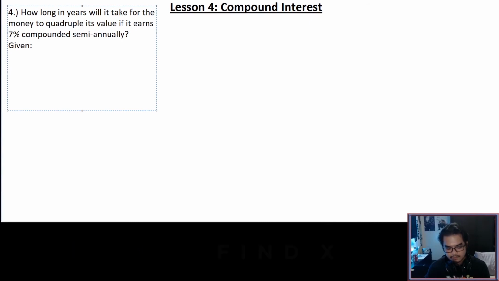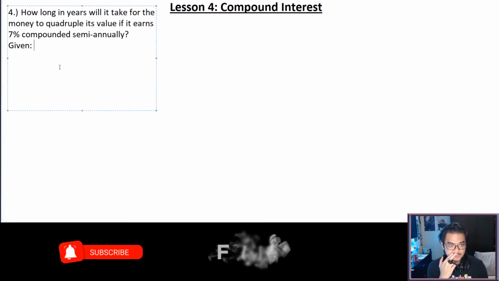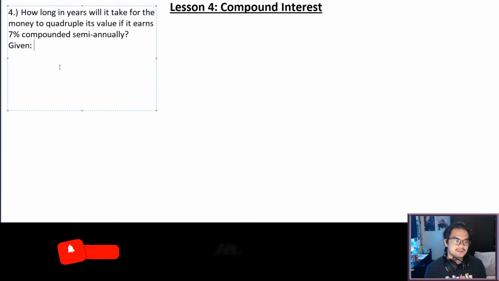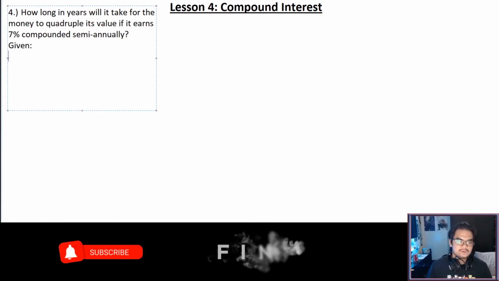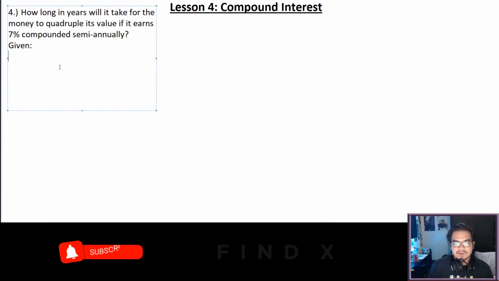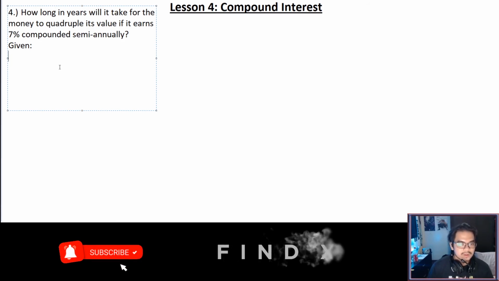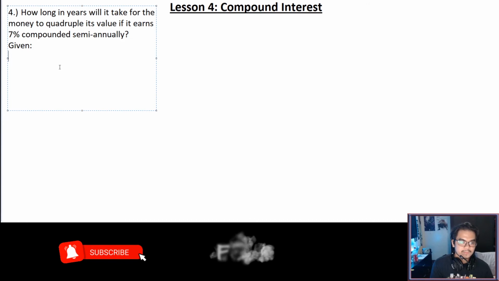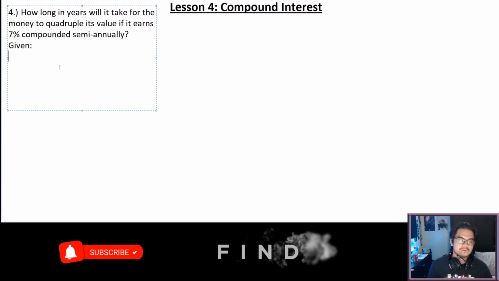Okay, so for number 4, we have here: how long in years will it take for the money to quadruple its value if it earns 7% compounded semi-annually? Let's analyze the problem again. How long in years? Therefore, we are required to find the number of years, so our answer must be in years. Then, how long will it take for the money to quadruple its value?